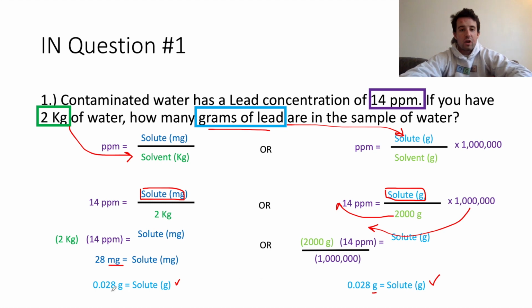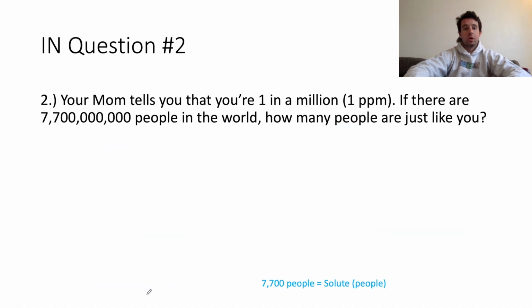When I first tried this out, I just thought the answer was 7. Please make sure you're using this formula and you're kind of thinking through these problems because they can get a little tricky. Sound good? All right, here is question number 2. It says your mom tells you you're 1 in a million. If there are 7.7 billion people in the world, how many people are just like you?